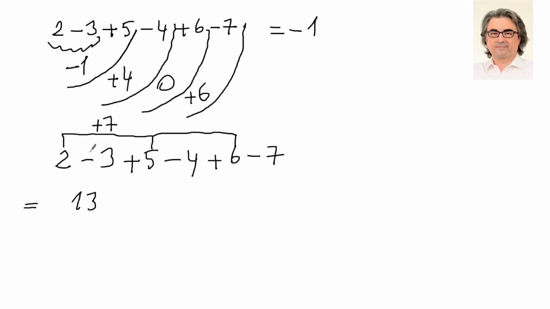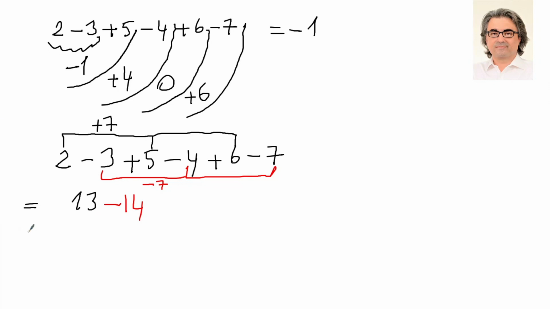And the negative numbers, let's make the operation between them, because they have the same sign, minus. Minus 3, minus 4, and minus 7. So minus 3 and minus 4 is minus 7. Minus 7 and minus 7 is minus 14. Right here the result.